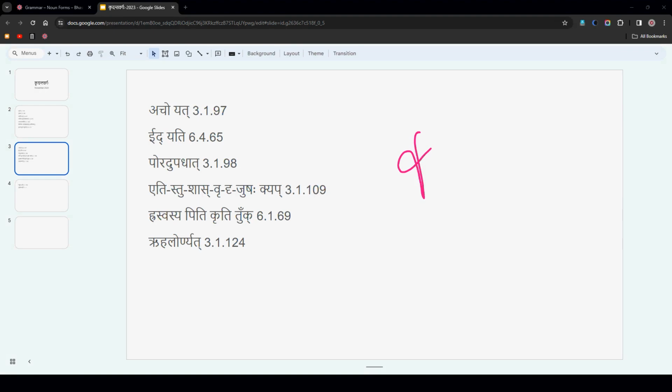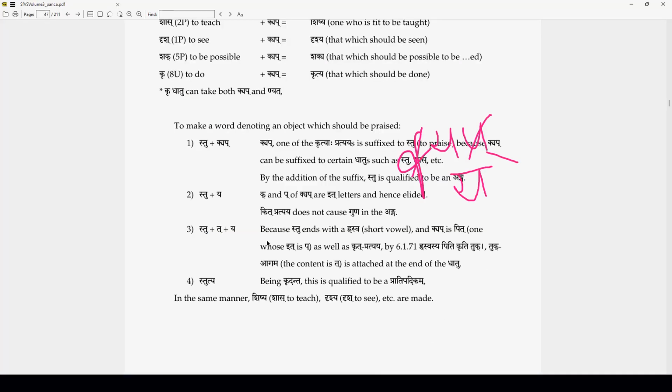Okay. In the Kyap, pa and ka go away, only ya remains. So that is what is given in that step here. Ka and pa of Kyap are it letters and hence elided or removed.